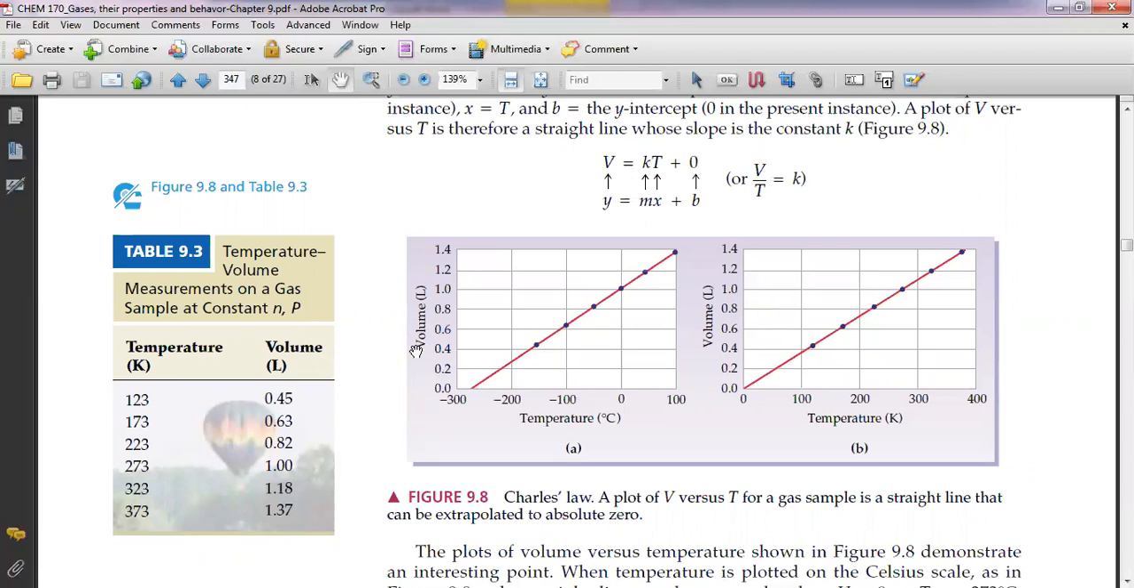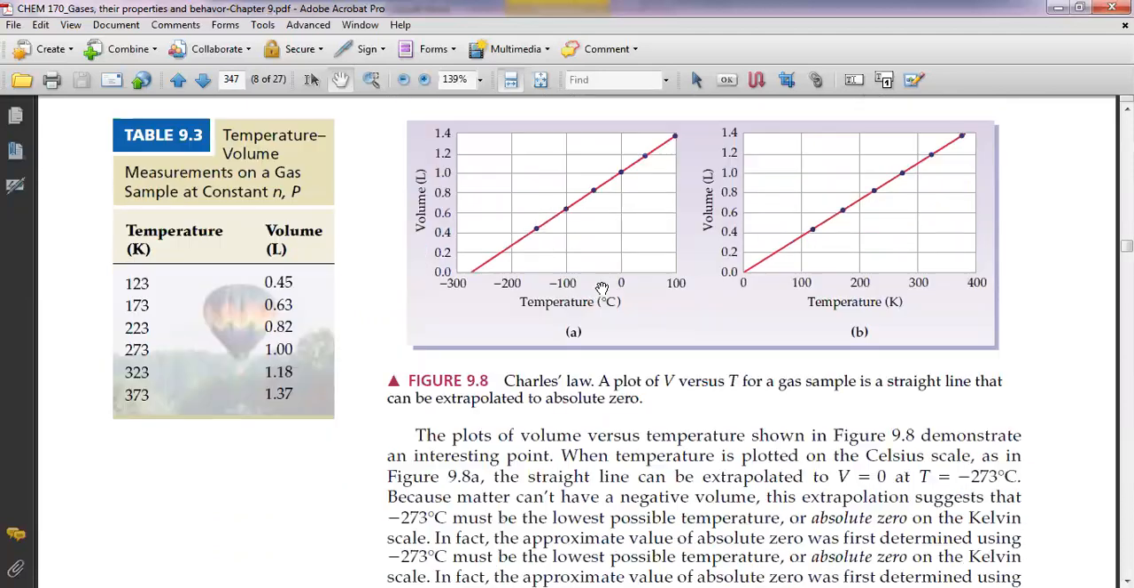And here you can see that it is not passing through the origin. Why? The reason is because this is the temperature in Celsius, not in Kelvin. Because here the temperature is in Kelvin, and you can calculate the Kelvin temperature out of this graph. This is the importance of Charles law.